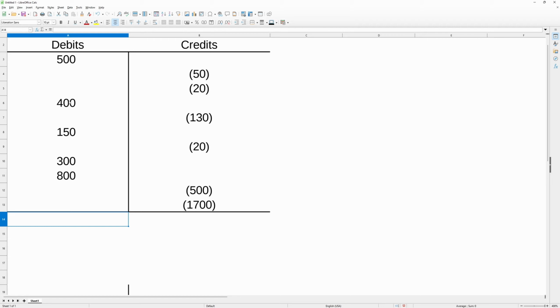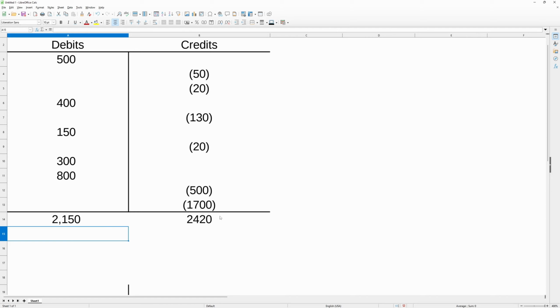So that's 500, 900, 1,050, 1,350, $2,150. And then we will add up on the other side. Let's go bottom to top. So that's 1,700. And then that is 2,200, 2,220, 2,350, 2,400, and 2,420.